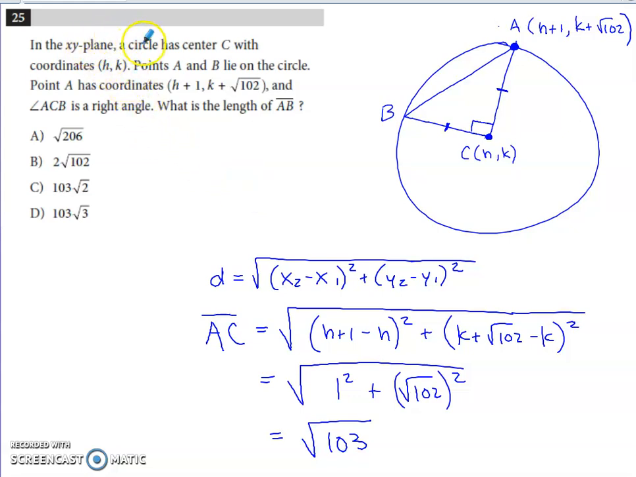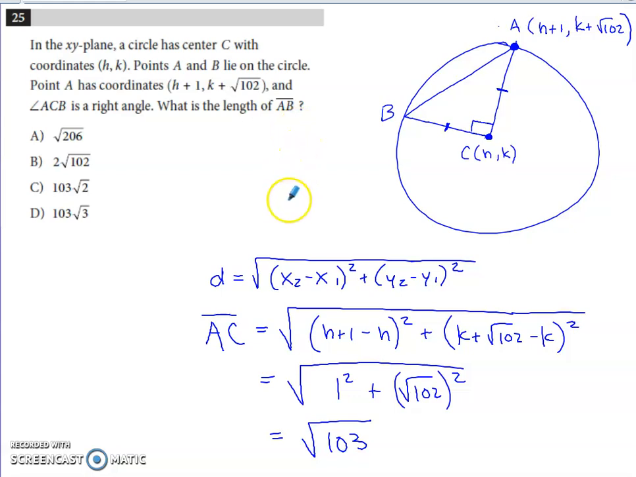So it says in the XY plane, we've got a circle with center C, and the coordinates of that center C are h, k. They tell us points A and B lie on the circle, and they actually give us the coordinates of point A, but not as numerical values. They give us the coordinates of point A dependent on h and k. It also tells us that angle ACB, now think about this, A and B are on the circle, C is the center of the circle, so C is where the angle is formed, the vertex of that angle. What we're asked to find is the length of line segment AB.